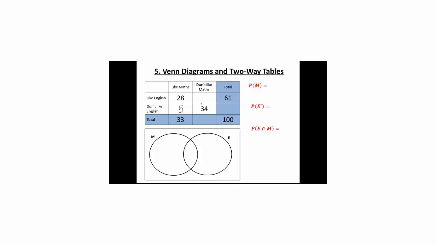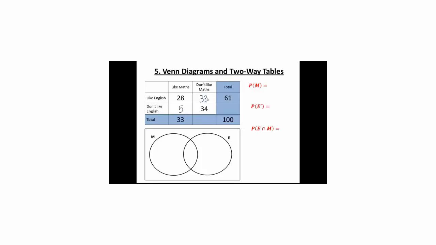Okay, now this box here is people who don't like maths but like English. So the way I can fill that in is if I read across, my total has to be 61. So all of the people that like English, there's 61 of them, okay? So if 28 of them like English and like maths, then we have to do 61 minus 28 to work out this number here. And so the amount of people who don't like maths are 33, okay?